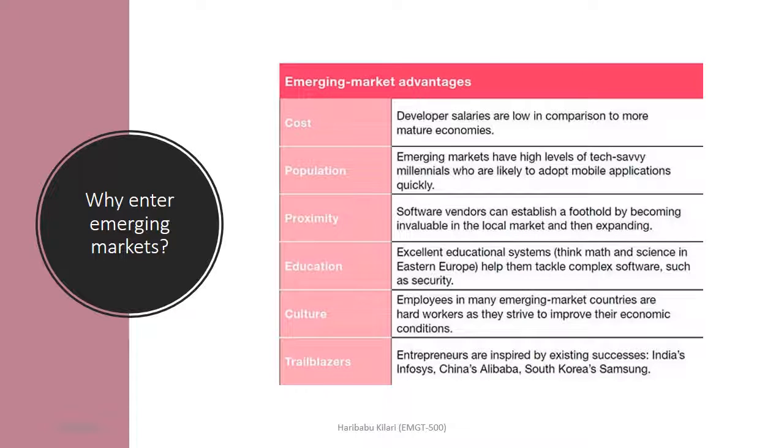Education: a few excellent educational systems. Let's think about Eastern Europe. They can tackle complex software such as security. And we do have some successful business models, the trailblazers like India's Infosys, China's Alibaba, South Korea's Samsung, etc.